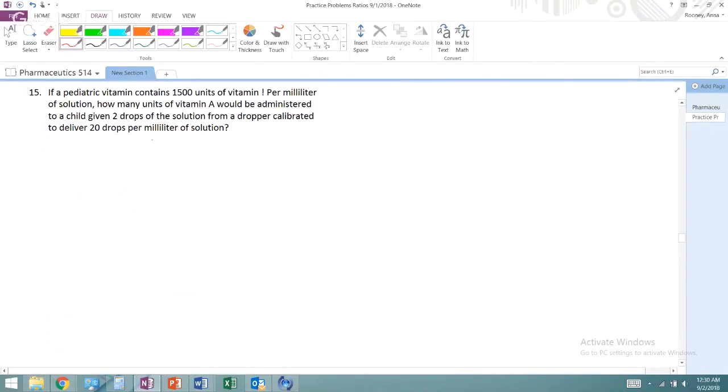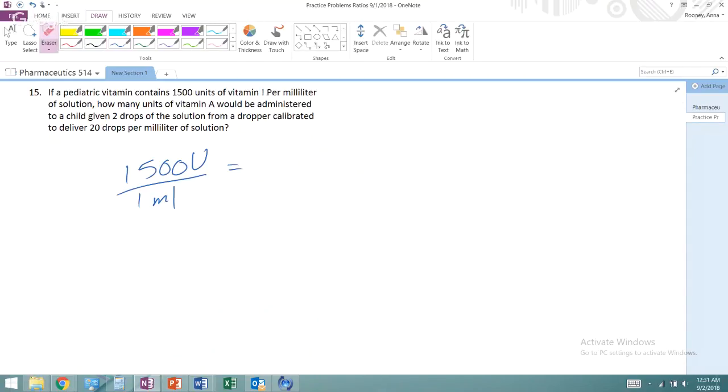Oh, okay. So, if a pediatric vitamin contains... that's not what I want. I do not want red. All right, 1,500 units of vitamin A, which is probably vitamin A, that's why it took me a second, per milliliter. And so U would be a big U. Per 1 ml. How many units of vitamin A would be administered if you gave a child 2 drops of the solution from a dropper that calibrated 20 drops per milliliter of solution?